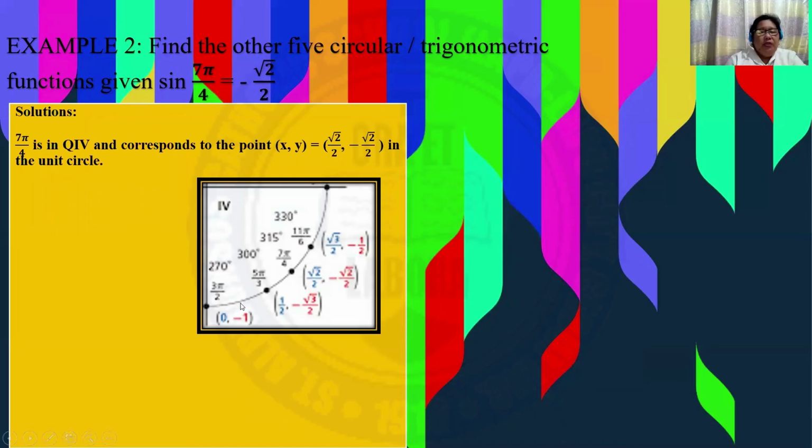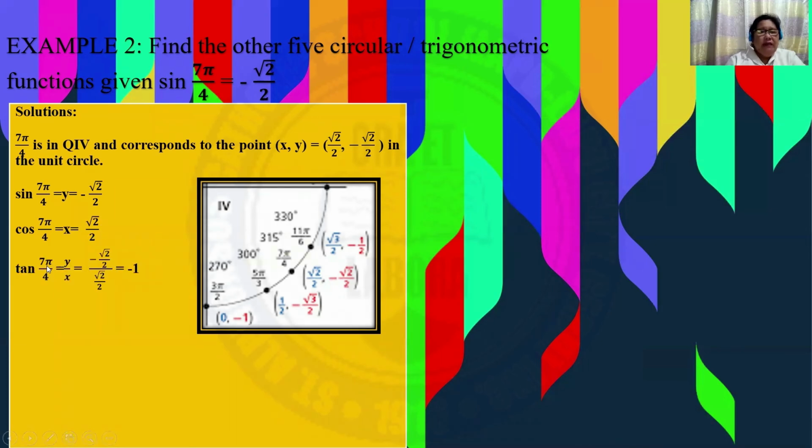And this portion is the 4th quadrant of the unit circle. This is 7 pi over 4. And we have the coordinates square root of 2 over 2 and negative square root of 2 over 2. So for sine of 7 pi over 4, sine is simply equivalent to y. So just take the value of y, which is negative square root of 2 over 2. For cosine of 7 pi over 4, that is simply equivalent to x, and the x value is square root of 2 over 2.